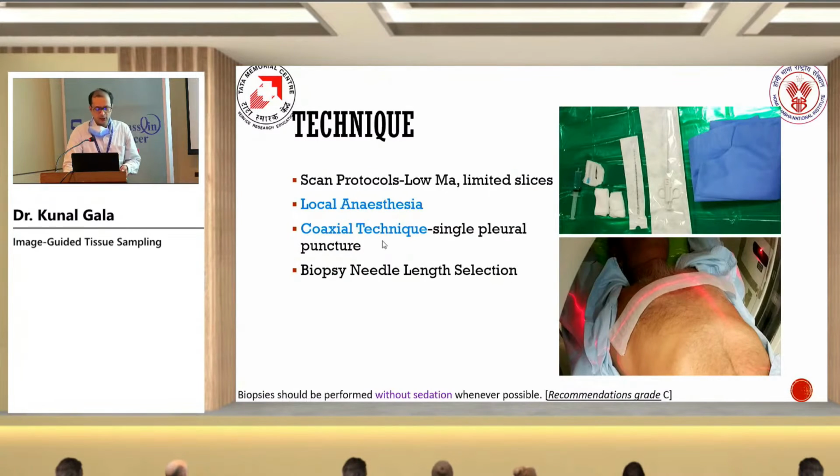While doing a CT guided biopsy or tissue sampling, the scan has to be in low kV mA, with limited slices. Local anesthesia needs to be given generously.